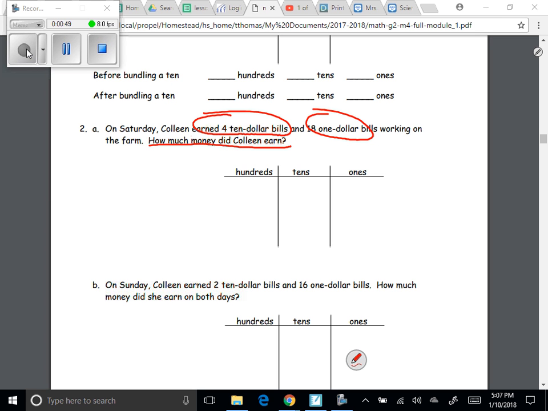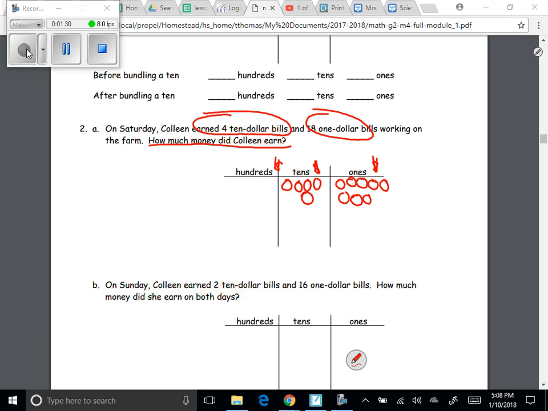If I want to know how much money Colleen earned, and I know that she earned some $10 bills on Saturday, and again some $1 bills, I'm going to put those all together. Using my chart is easy. It tells me four $10 bills. So if I even change this to represent dollars, which you can use the place value chart, that would be good. So four tens means I could draw four tens in there. 18 $1 bills can be kind of tricky if you don't realize that 18 is made of 1 ten and 8 ones.